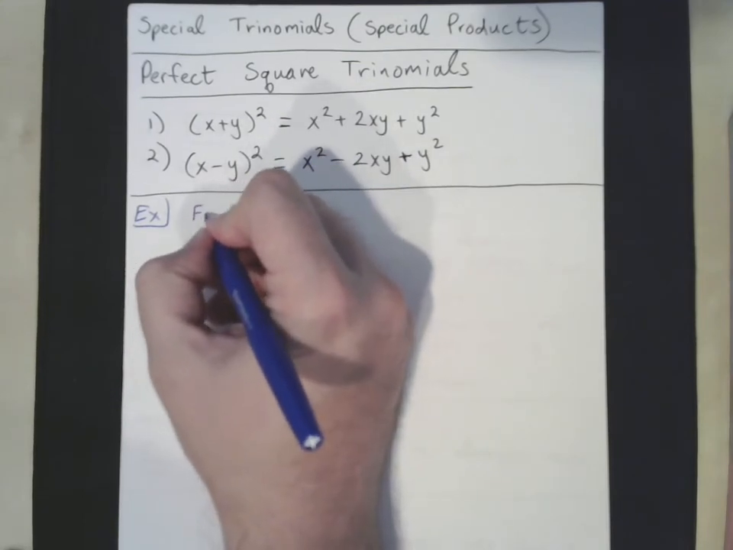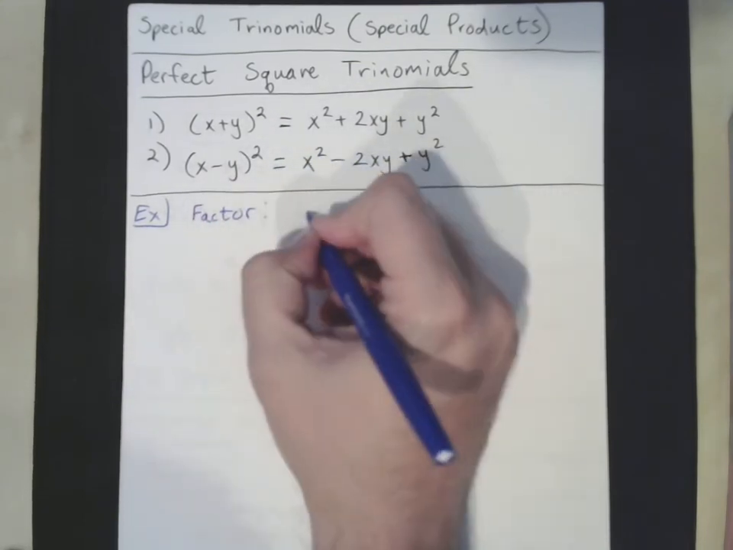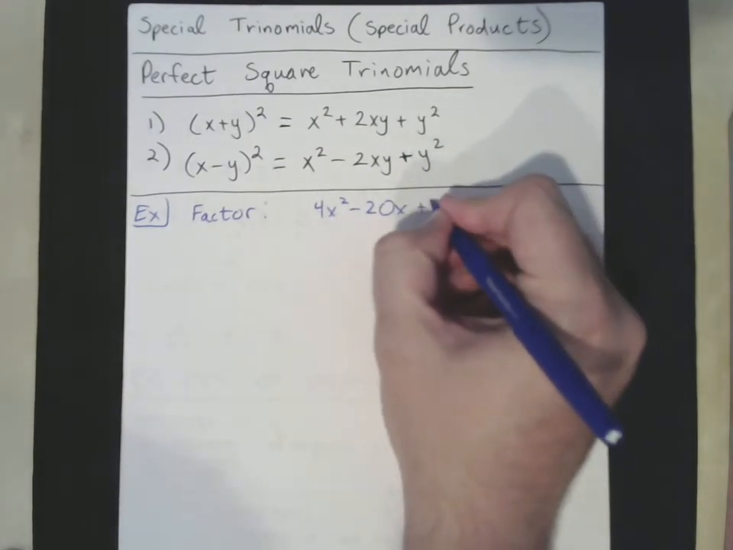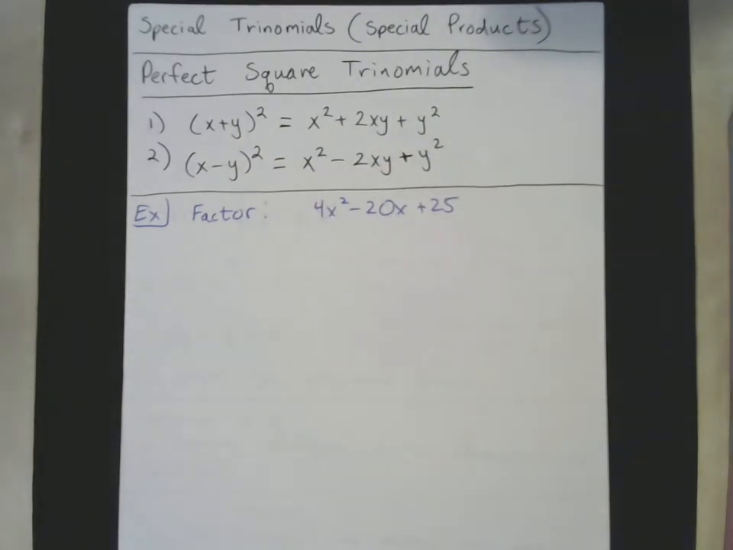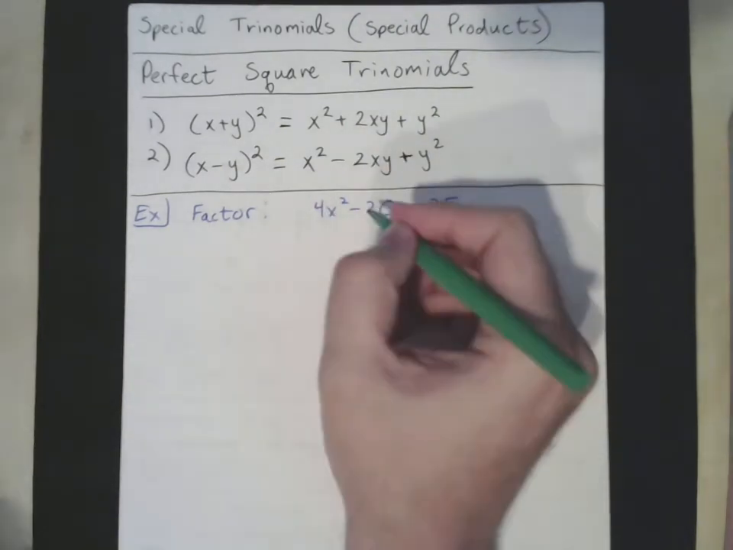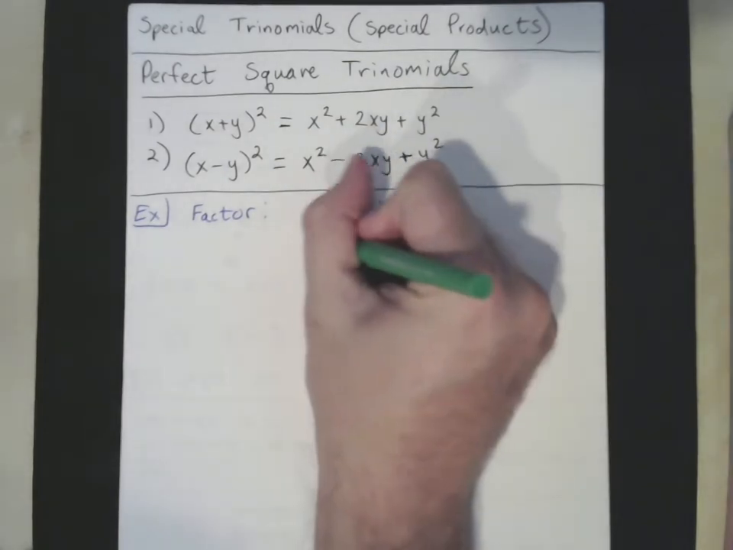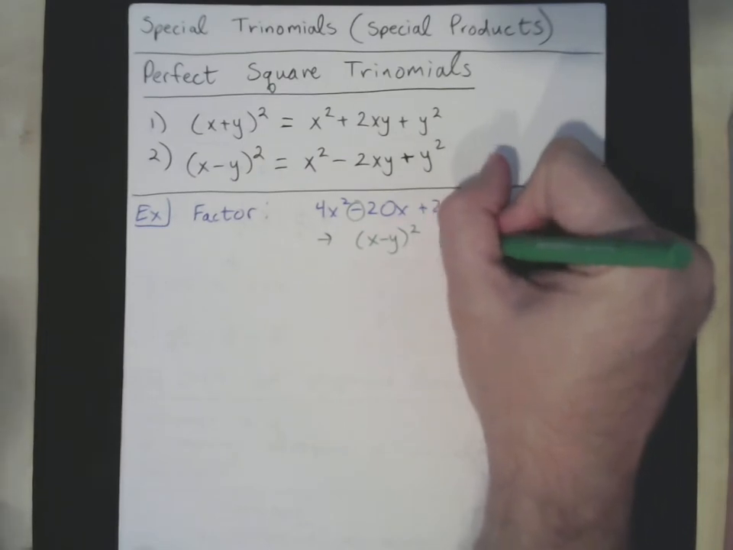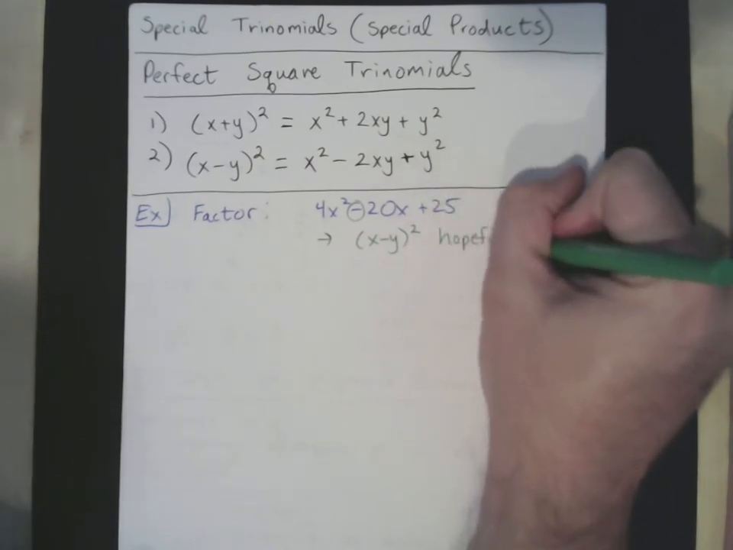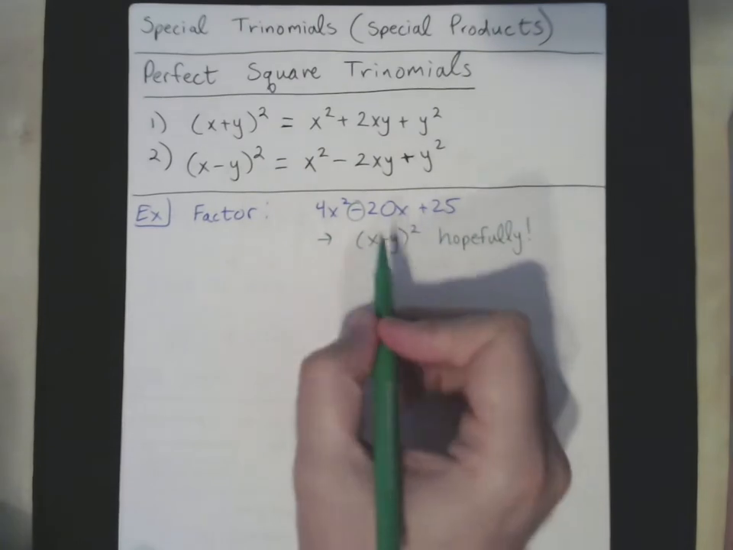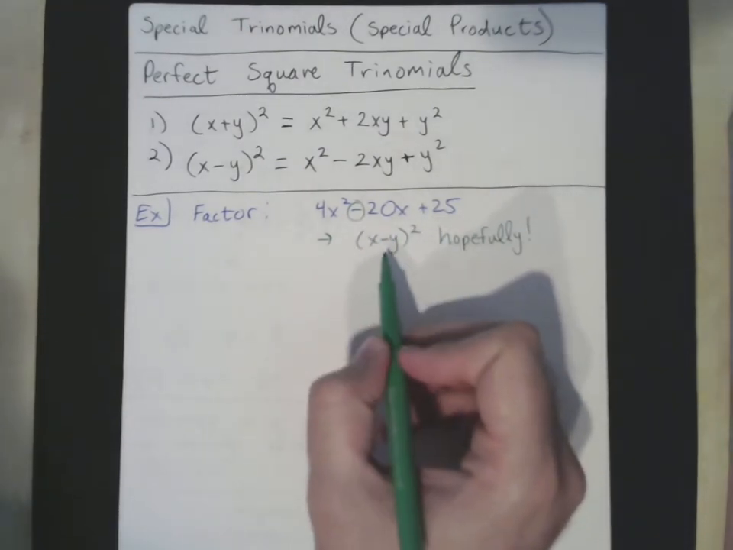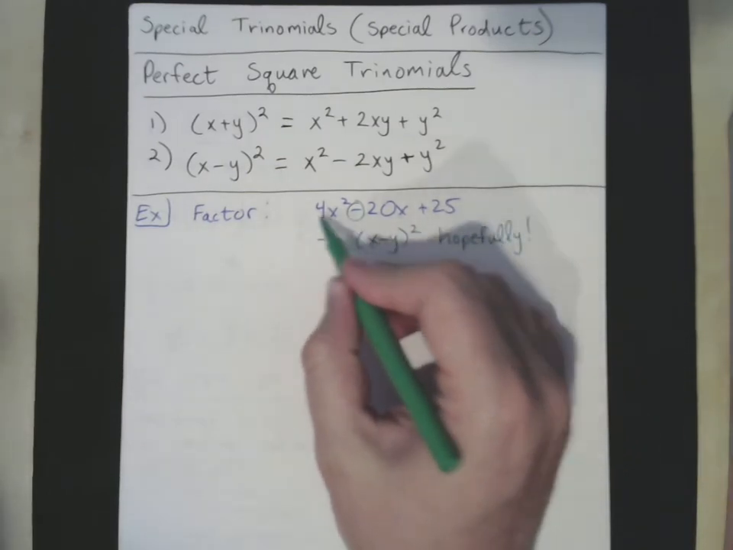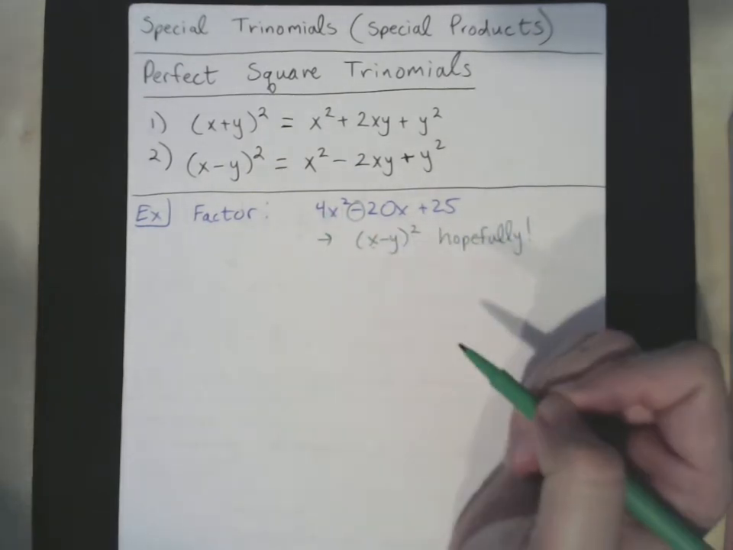Let's look at factoring 4x squared minus 20x plus 25. So right off the bat, I see this minus sign, so I'm thinking x minus y quantity squared. So I'm going to write that, hopefully. So what we need to figure out is what is our x and what is our y. Now, this is not the same x. Remember, this x here is a placeholder.